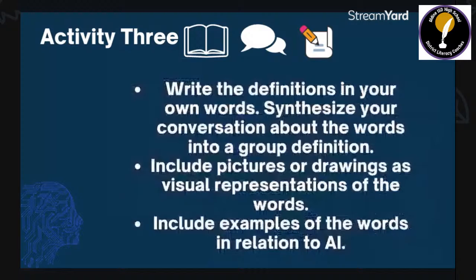Activity 3 concludes with students creating a visual for the words and definitions using PowerPoint, Google Slides, Google Docs, or a poster, using the guidelines on the screen. They write the definitions in their own words, synthesize their conversation about the words into a group definition, and include pictures or drawings as visual representations of the words. They should also include examples of the words in relation to AI.